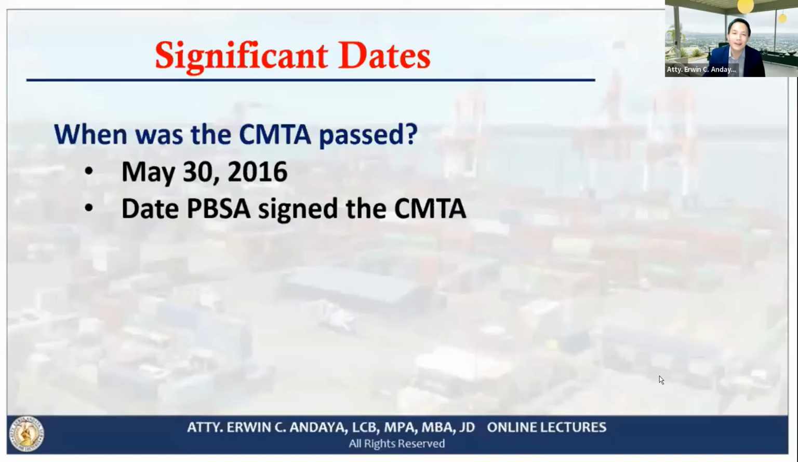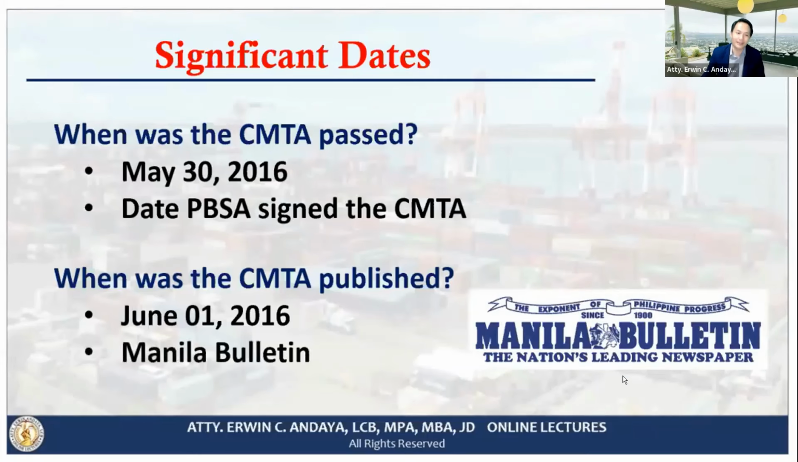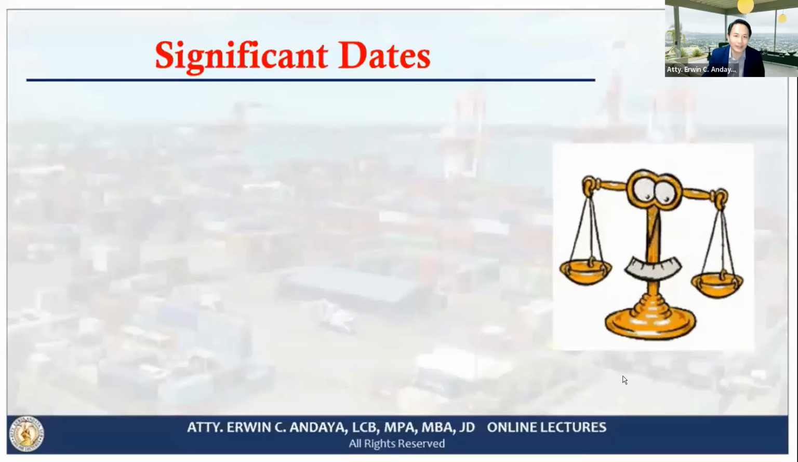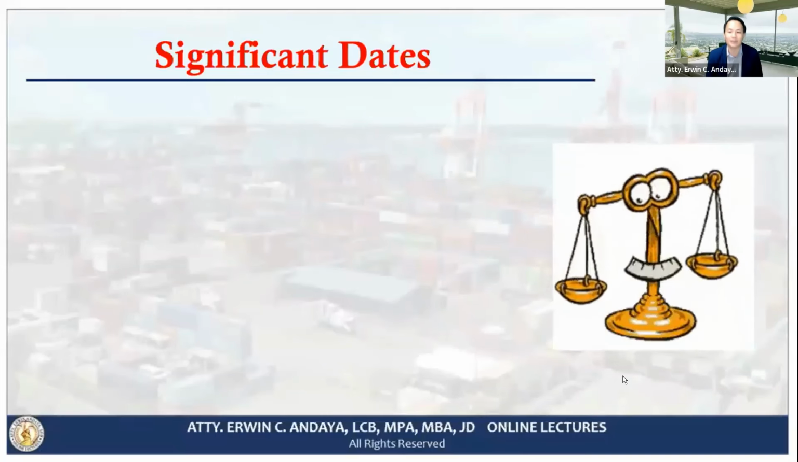Kayo po yung kawawa. So when was the CMTA published? When was it published? Anong araw na i-published yung CMTA? Okay, very good. June 1, 2016. Saan siya na-published? Anong newspaper na i-publish yung CMTA? Correct, Manila Bulletin. It was published in Manila Bulletin. And why is the date of publication important? Bakit po tinatanong natin o bakit po natin dinidiscuss yung date of publication? Because according to the last section of the CMTA, ano yung last section ng CMTA?